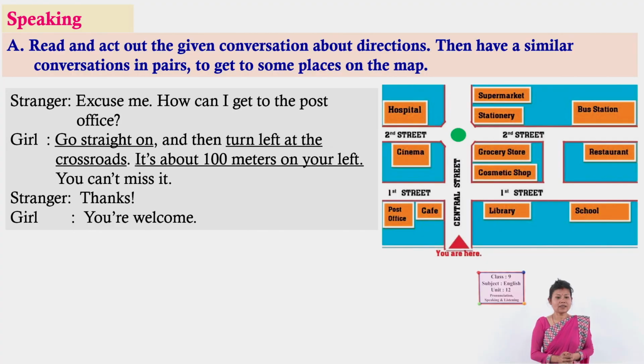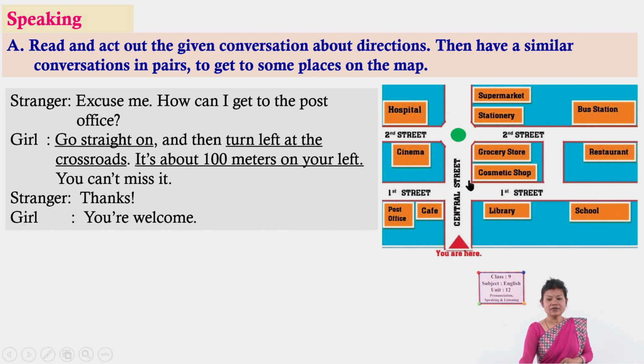So, you can follow my slide here. See here, the instruction says, read and act out the given conversation about directions. First of all, you have to look at this map. On the basis of this map, we have to provide direction. So our speaking activity title is giving direction. We are going to discuss how to ask for direction and how to give direction by the help of a map. Here you have to read the conversation and then learn to give direction. And after reading and acting out this conversation, you should also try to make a similar conversation with your peer, and you can get help from the map.